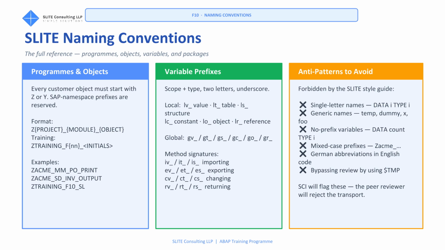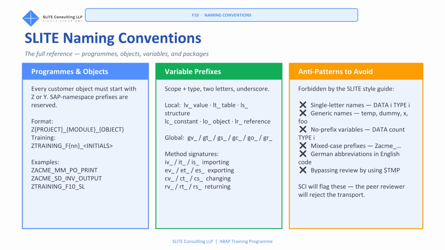For local variables, those declared inside a method or form, use LV_ for scalar variables, LT_ for internal tables, LS_ for structures and work areas, and LC_ for constants. For global variables, declared at program level, replace L with G: GV_, GT_, GS_, GC_. For object references, use lo_ locally and go_ globally. For program and object names, always start with Z or Y. This is an SAP rule.